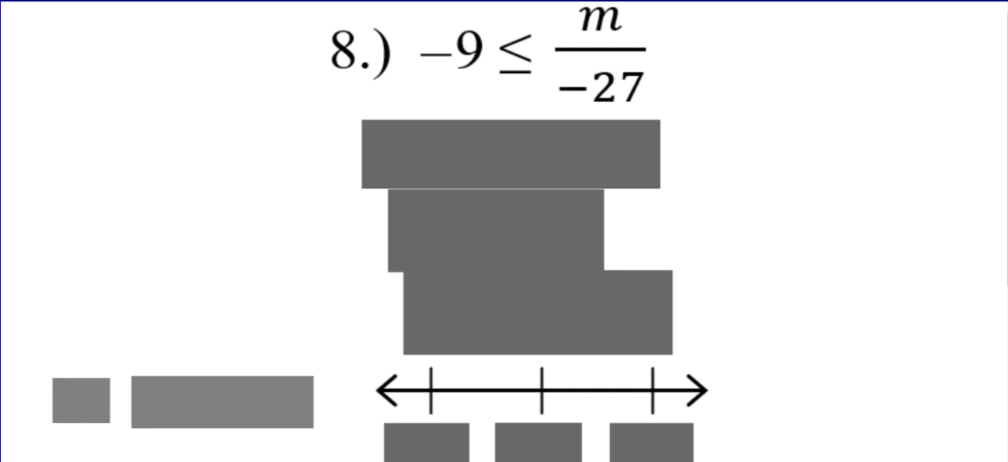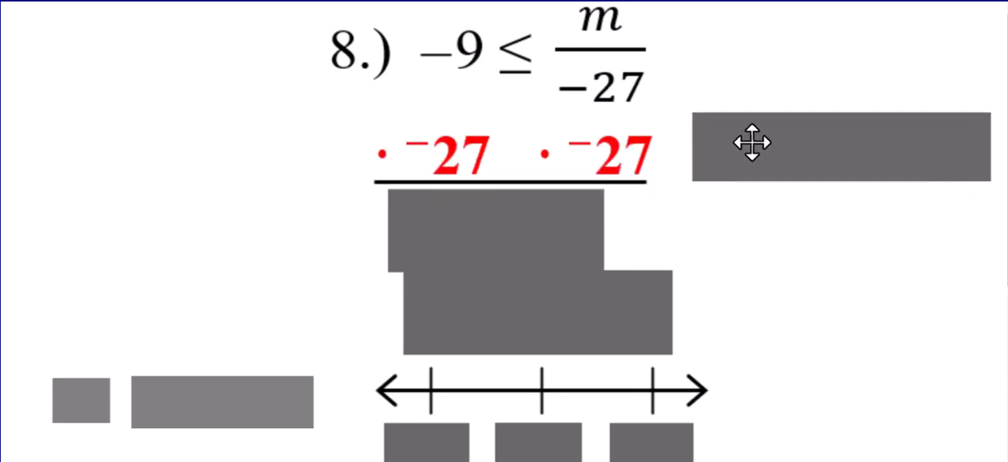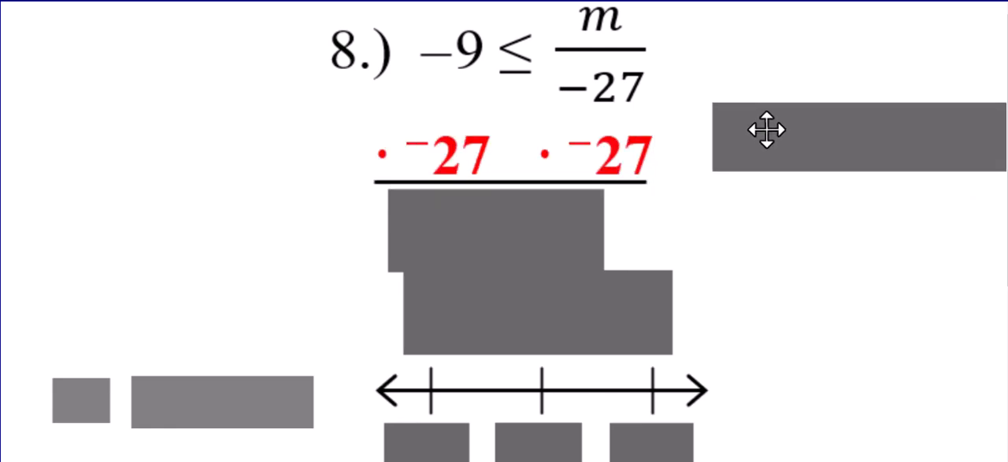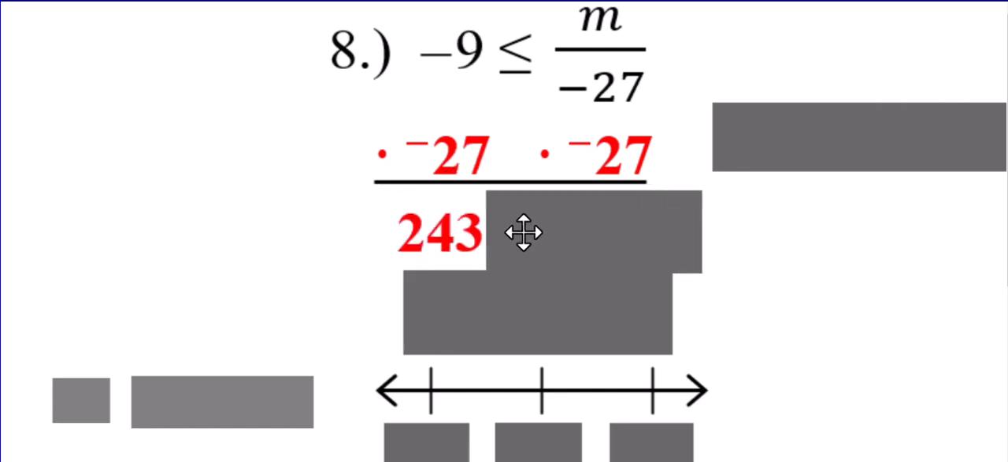Let's do one more together. Problem number 8. What's happening to the variable here? Here it's being divided by negative 27. Inverse is to multiply by negative 27. We're going to do that on both sides. You can use the calculator if you want. A negative times a negative will be a positive 243.